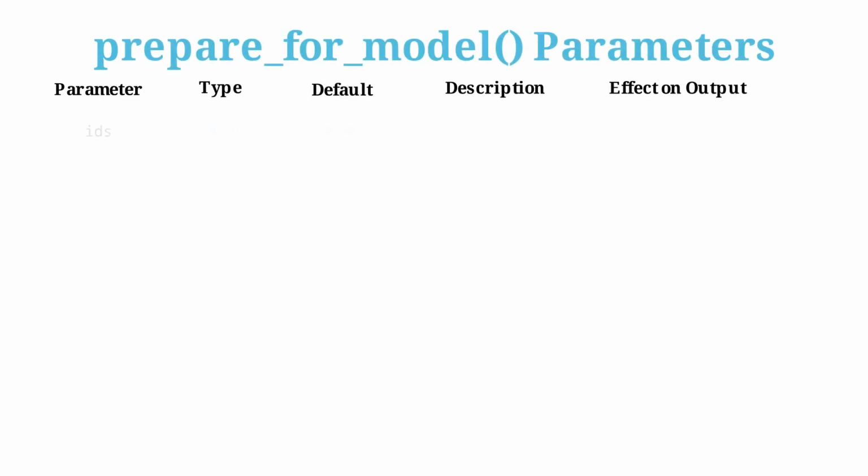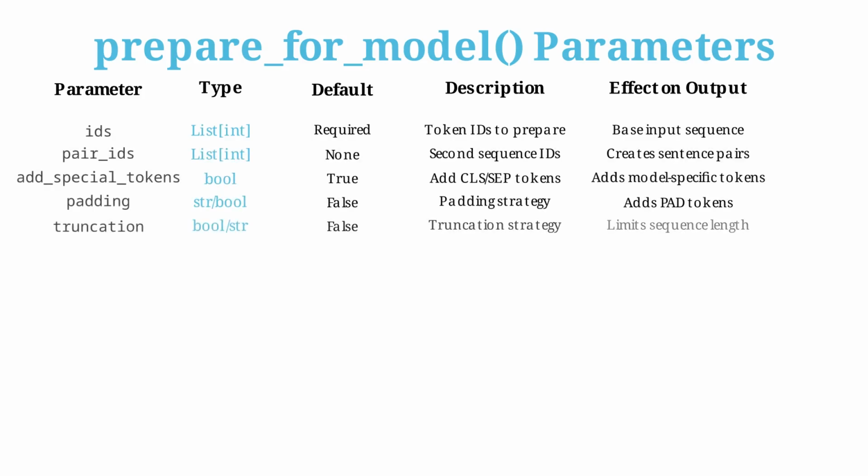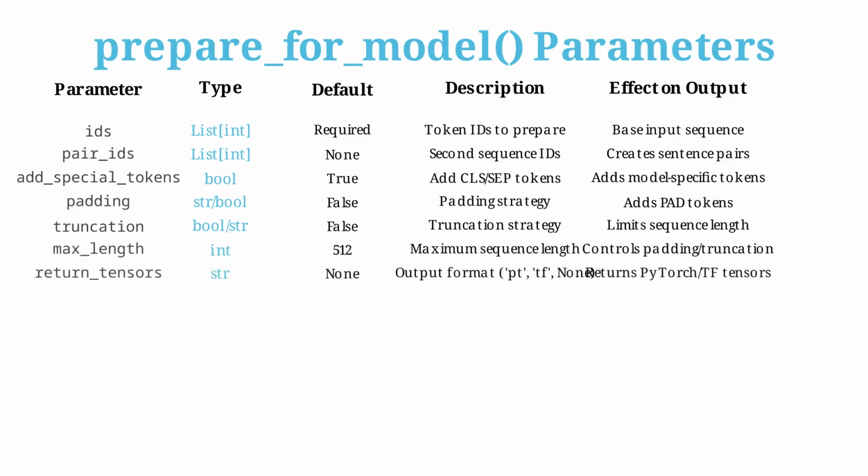Here's a detailed parameter reference table for Prepare for Model. Each parameter controls a different aspect of the preparation process. The IDS parameter is your base token sequence. Pair IDS creates sentence pairs, add special tokens controls whether to add CLS and SEP, padding strategy determines how to pad, truncation controls length limits, max length sets the target size, and return tensors determines the output format.